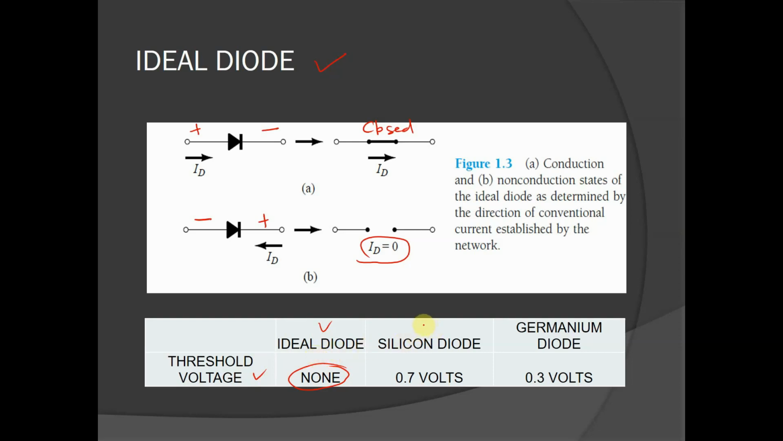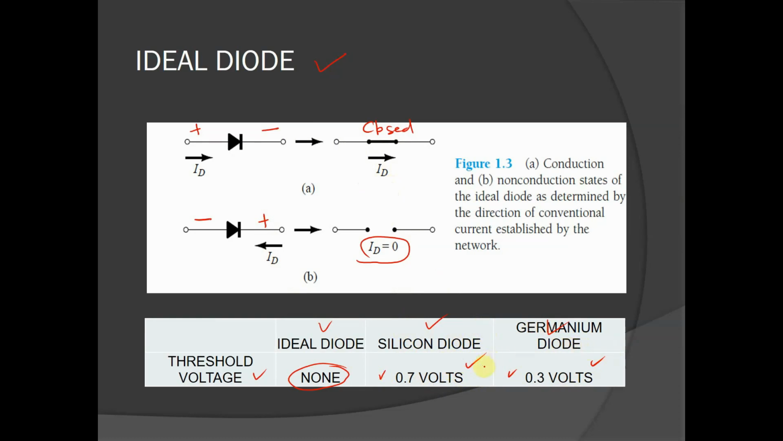So we have in industry the silicon diode and the germanium diode. The threshold voltage for the silicon diode is 0.7 volts, meaning before the diode will be closed, it needs a threshold voltage of 0.7, and germanium requires 0.3 volts before it will become closed. Now, what is the difference? Why silicon has 0.7 and germanium has 0.3? What is the reason behind that?